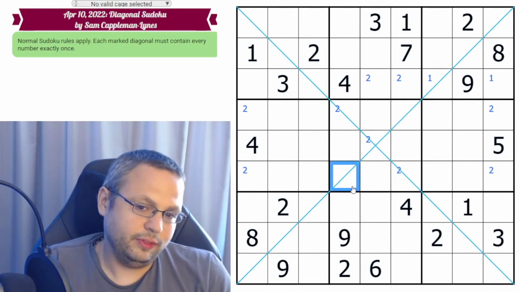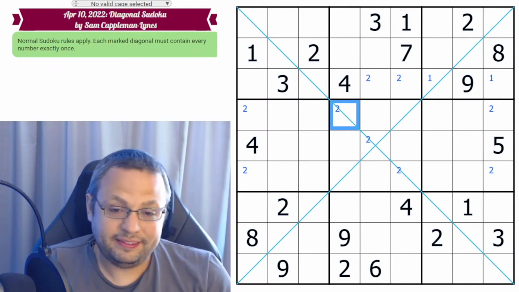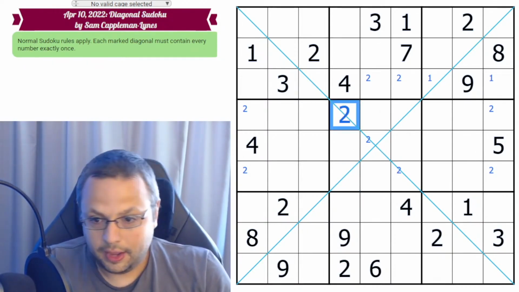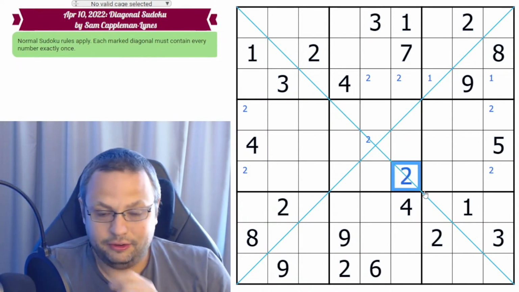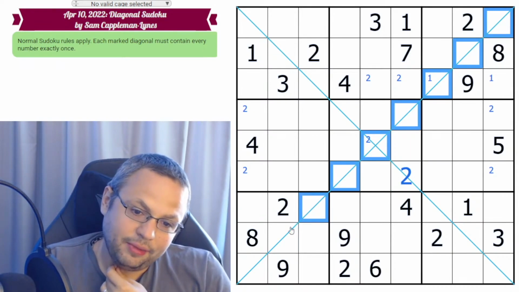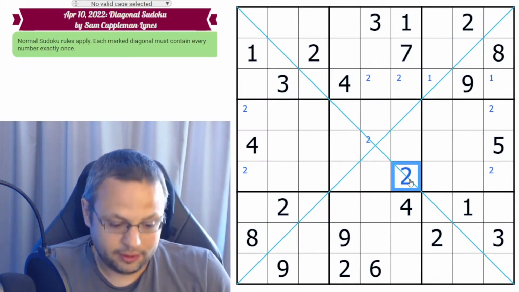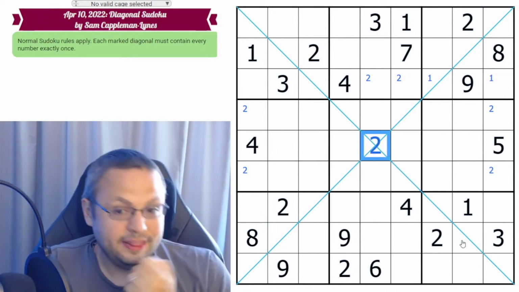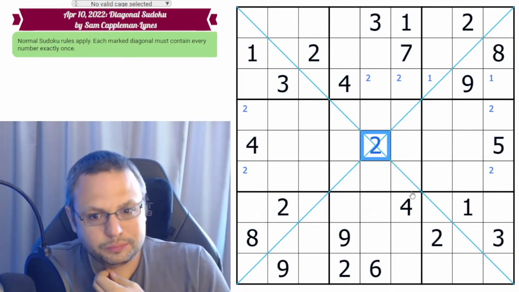That cell can't be a 2 for the same reason. But if I made this cell a 2, the same thing happens. Well, I mean, actually, that one's even worse. If I made that cell a 2, I have the same problem with this diagonal. Now this diagonal just can't have a 2 anywhere, so that can't be a 2. And so this cell is a 2.